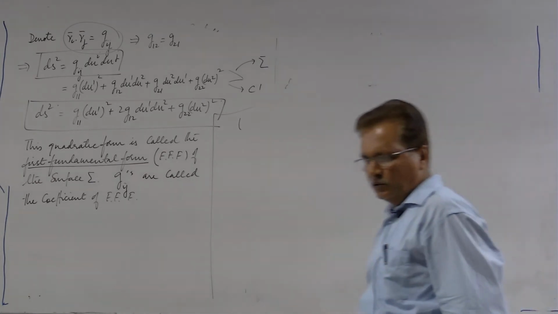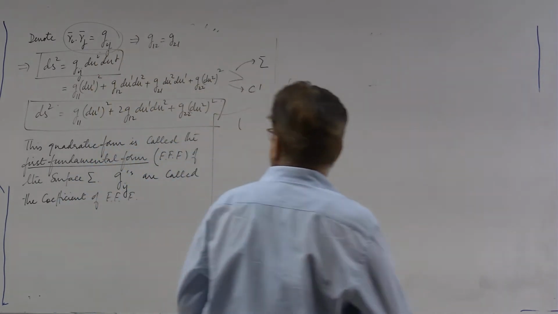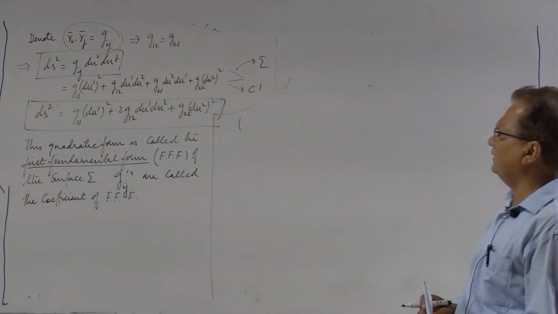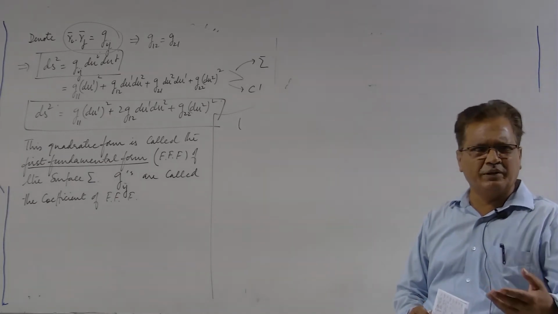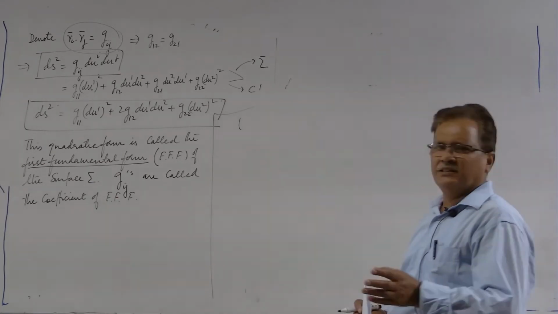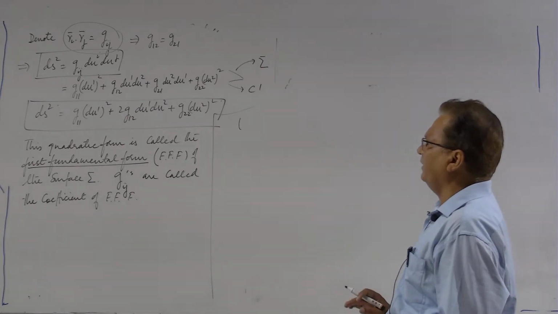So, we have already noted some things about the Gij's. One is that Gij is symmetric in i and j. G12 is the same as G21. So, i and j both run from 1 to 2. This is one of the observations that we have in mind.